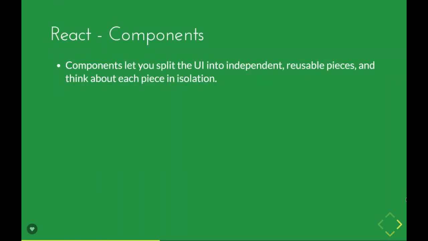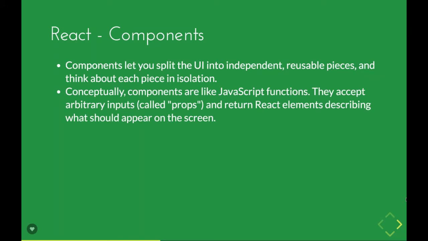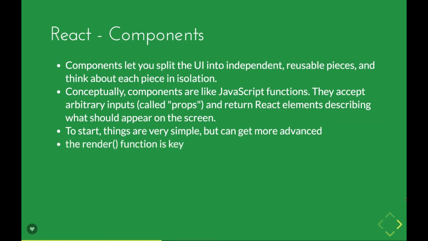And now components, just like with Angular, right? Let's split the UI into independent reusable pieces and think about each piece in isolation. And really, components are like JavaScript functions, right? So you have an arbitrary amount of inputs, the props, and then you return the React elements. So you're always returning a render function that has the elements that you want to display. So very simple to begin with, but you can quickly get advanced with this.